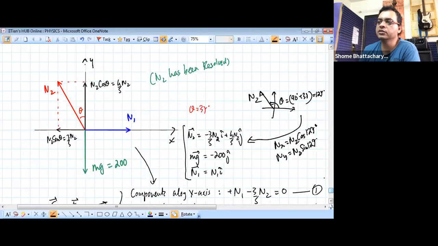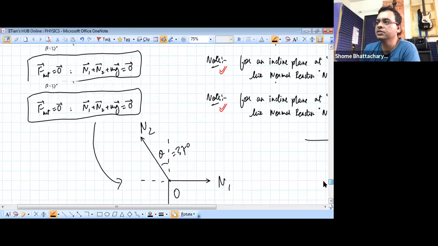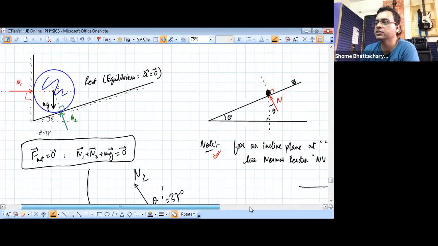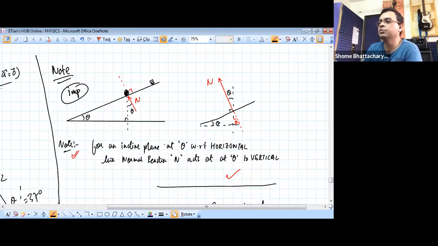A couple of important things in this: the resolution, and before this, how to understand N2's direction itself. So for that, you remember this rule of thumb which we have written over here. This is very important. Okay, this thing. Very important, this part. Anytime we have an inclined plane, the normal reaction that applies on a body will be in this sort of direction.